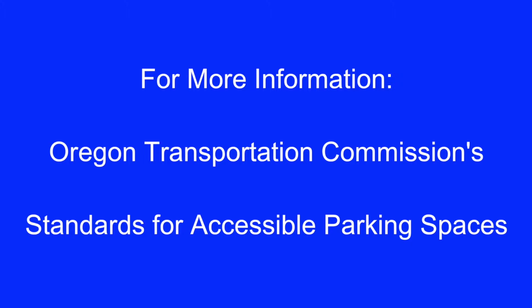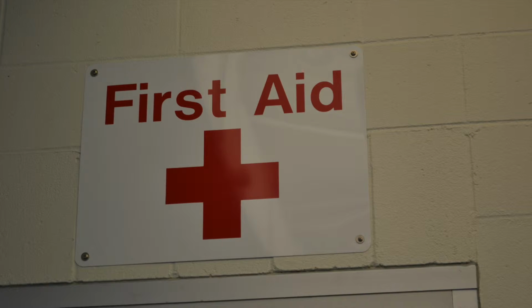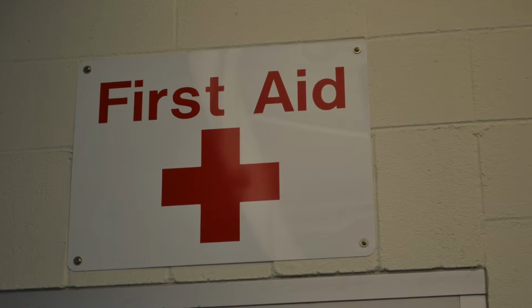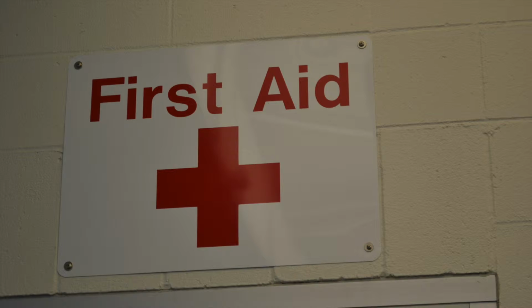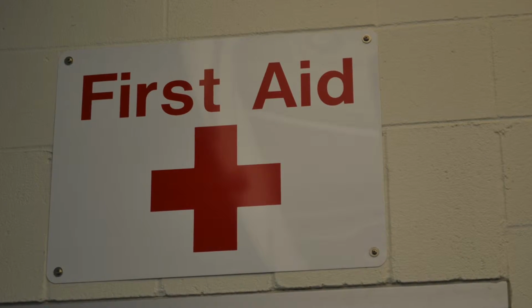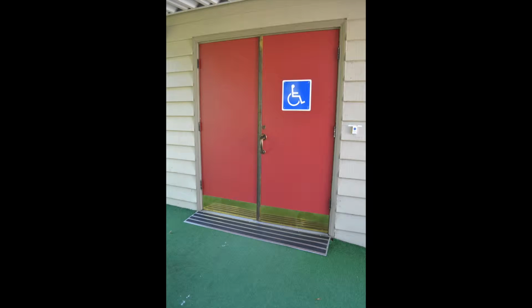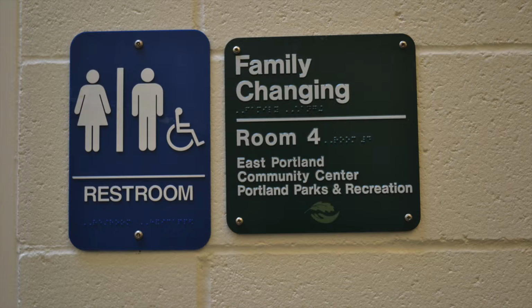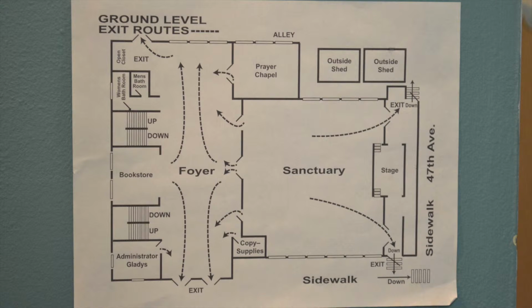Universally recognized symbols can be used on signs and can be very helpful for people who have difficulty reading or understanding words. The Universal Accessibility sign can be used to denote an accessible entrance. Although blue is the recognized color for accessibility, it's not mandatory as long as there's a 70% contrast between the lettering and background color. Here's a map showing exit routes.